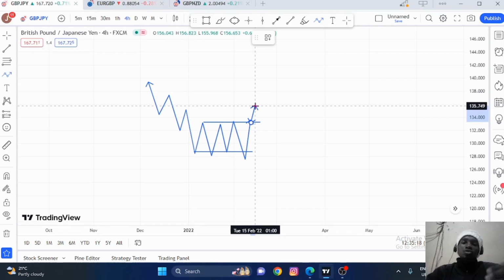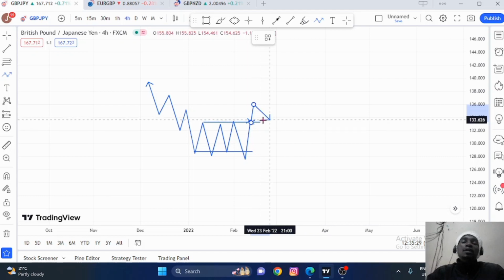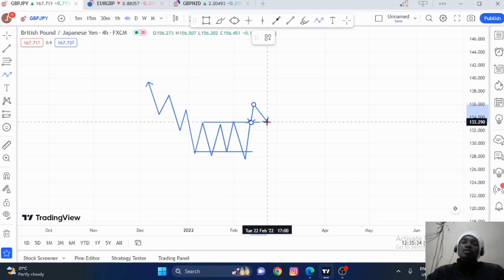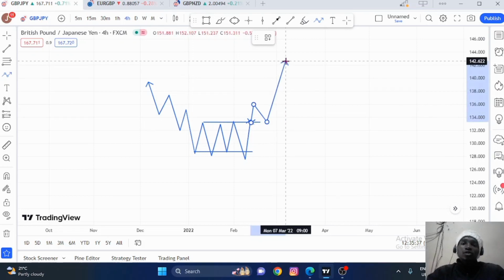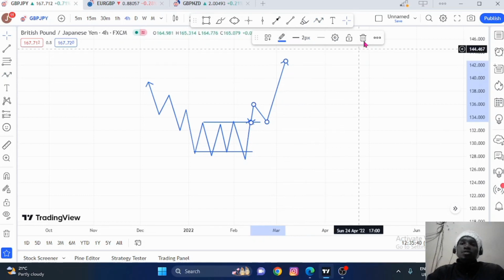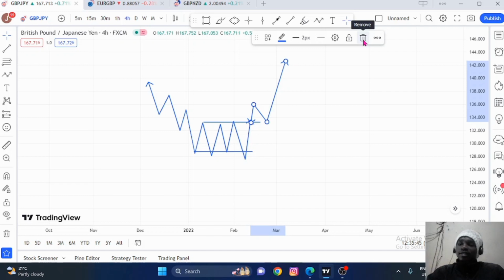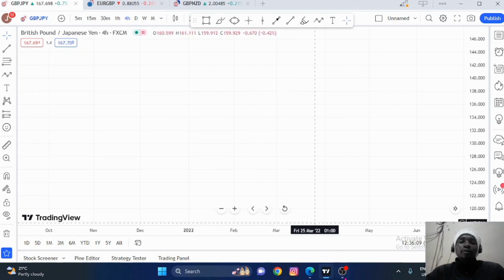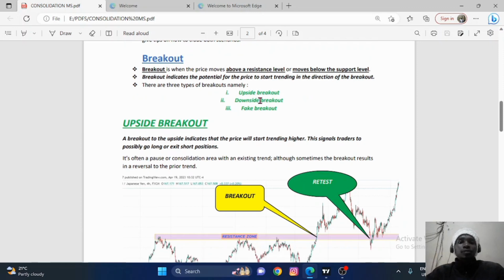As you continue reading the PDF, you will come to understand that I have talked about something we call a retest, whereby the market breaks a certain level, then comes back. The broken resistance has now turned into support. Therefore, the market comes into that zone and continues in the direction it is supposed to continue. That is exactly what I mean.